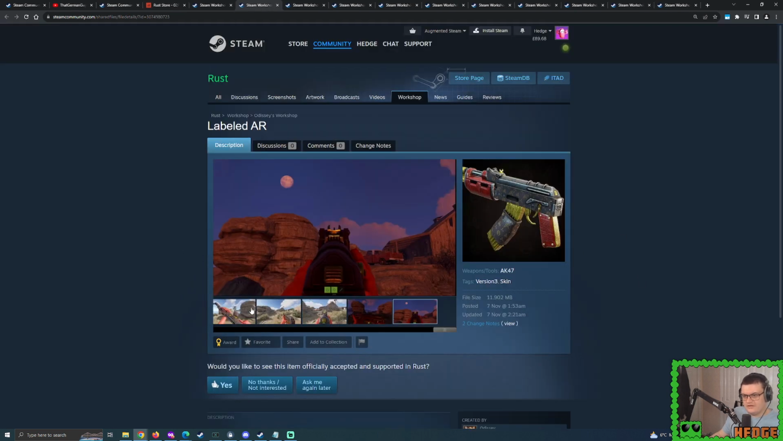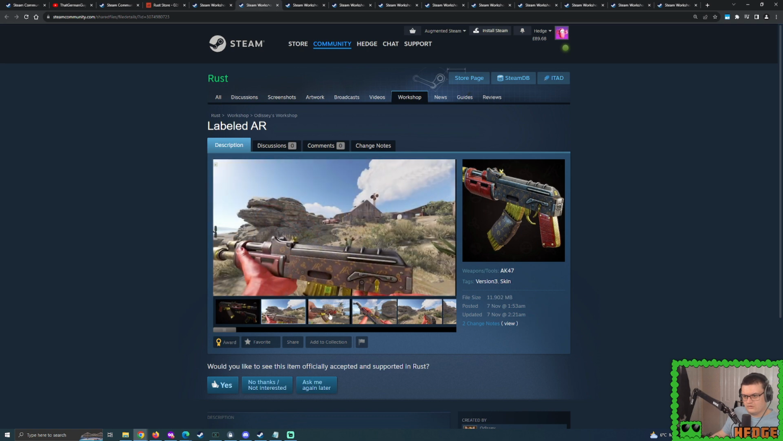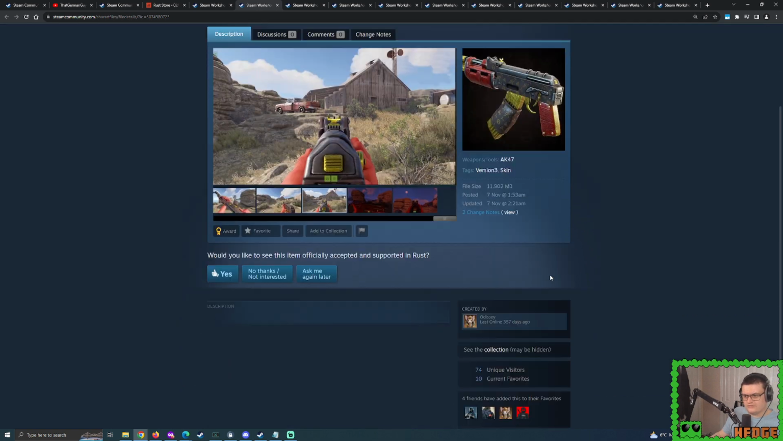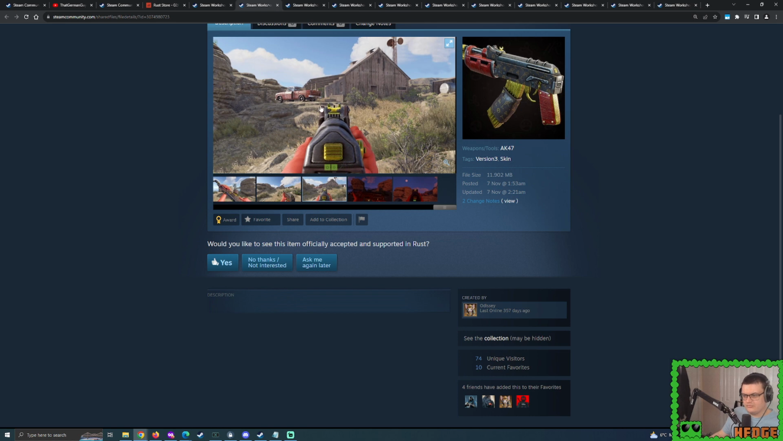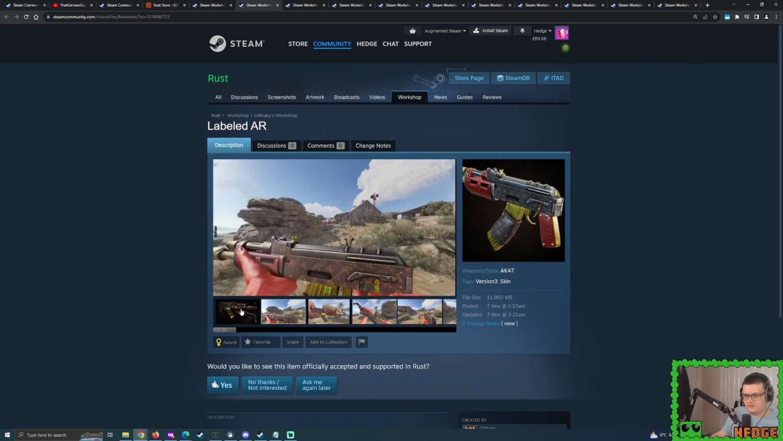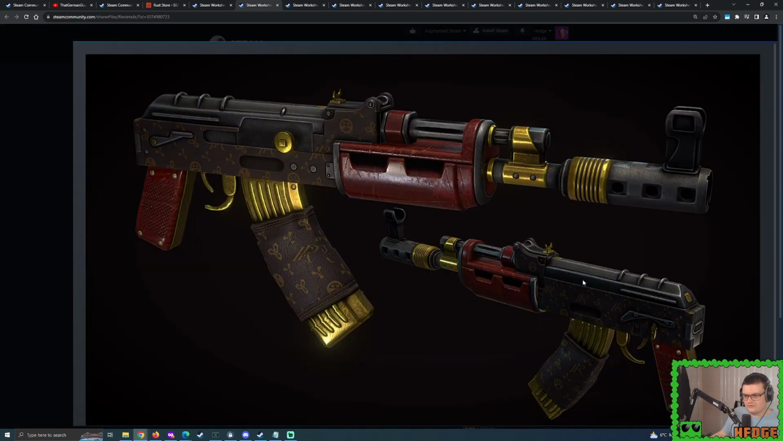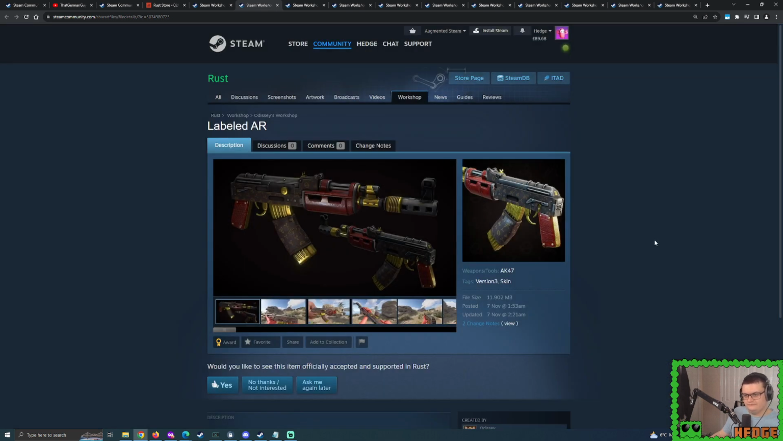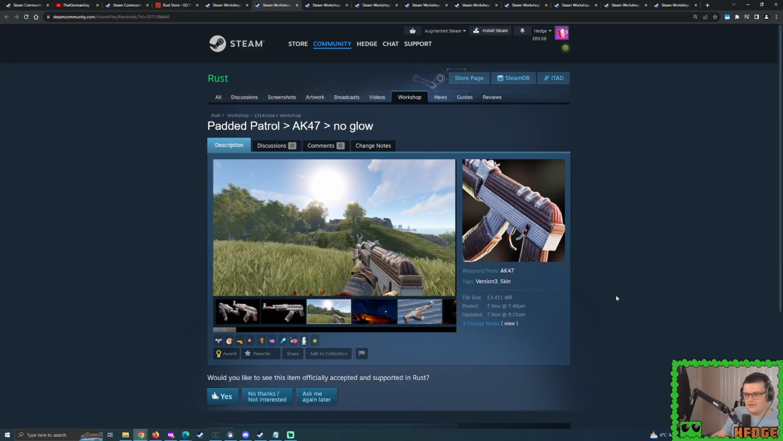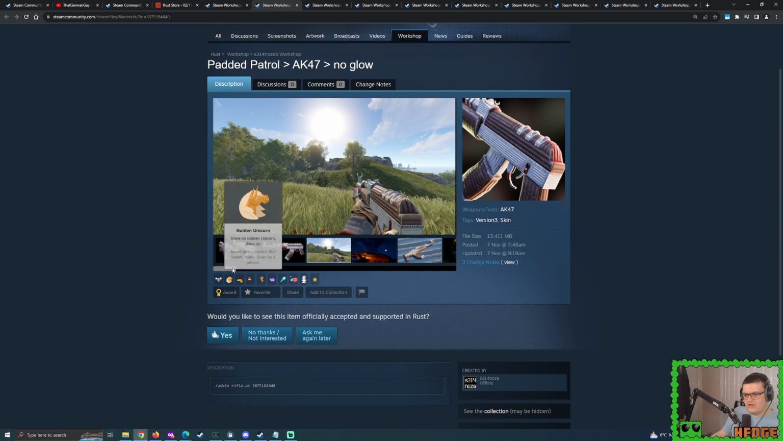Then we have the labelled AR. Get a good look at this. Very nice, very cool. Right, so aim down the sight. It's just a basic black aim sight. So this is made by Mr. Odyssey. Very interesting. Gold trim, cool, exquisite, and you got a little face punch logo right there. Nice. So, if you're a fan of this, please consider voting yes or no, and we'll see what happens next. So, best of luck to you, Mr. Odyssey.